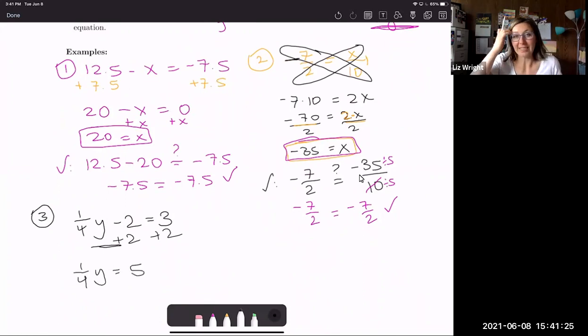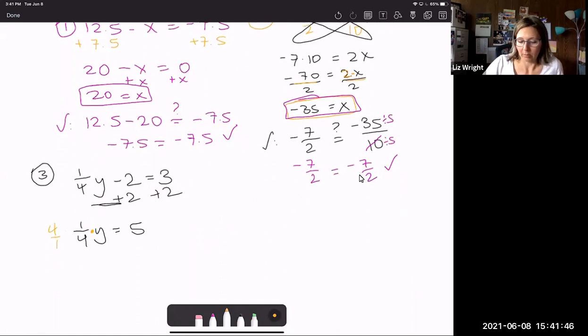Then our next step says to isolate the variable. Get that y all by itself. How do I undo this? You can divide, or students will tell me, can't I just multiply by 4/1? Yes, because that's going to give us 1, right? That's going to give us a coefficient of 1. Some of you who are like, whoa, whoa, whoa. How that felt like it came out of nowhere.